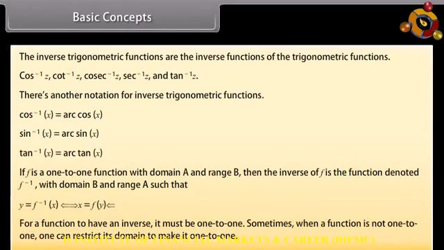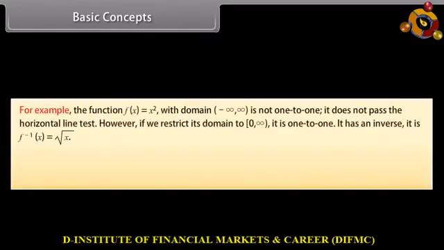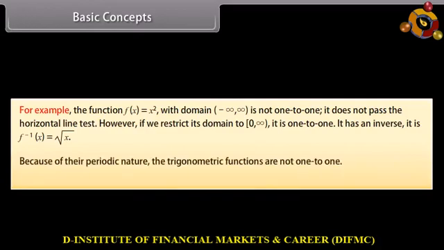Sometimes, when a function is not one-to-one, one can restrict its domain to make it one-to-one. For example, the function f of x is equal to x square with domain negative infinity to infinity is not one-to-one. It does not pass the horizontal line test. However, if we restrict its domain to 0 to infinity, it is one-to-one. It has an inverse. It is f inverse of x equal to square root of x. Because of their periodic nature, the trigonometric functions are not one-to-one.